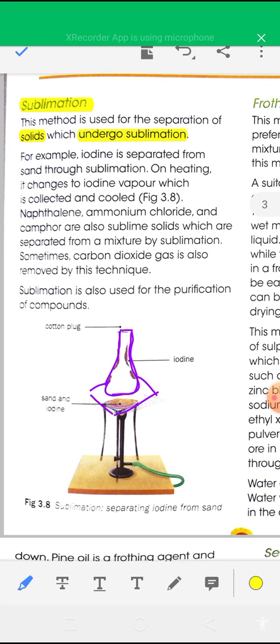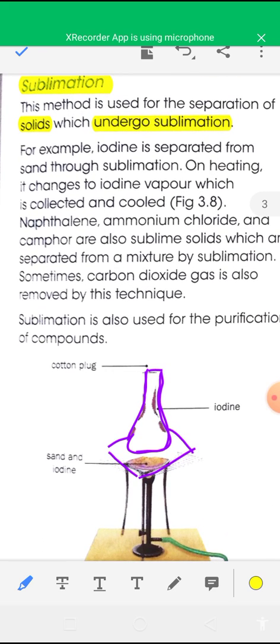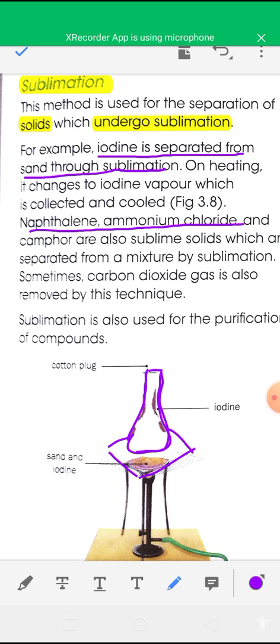For example, iodine is separated using this method. Using the sublimation method, iodine is separated from sand. On heating, iodine changes into iodine vapor because it can sublime, and it is then collected and cooled. Similarly, naphthalene, ammonium chloride and camphor are sublime solids which can be separated from a mixture by sublimation.